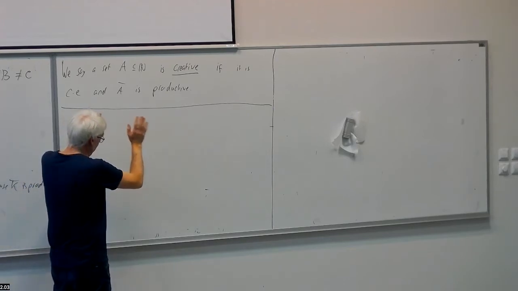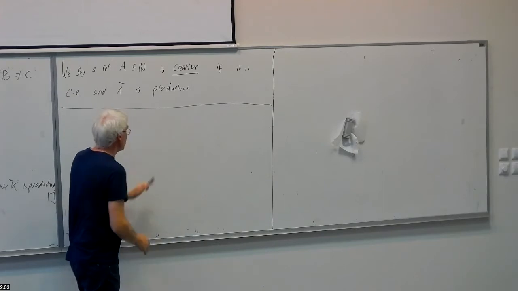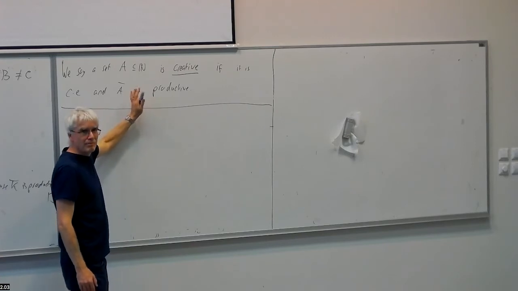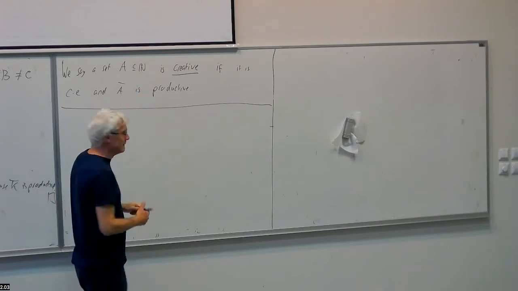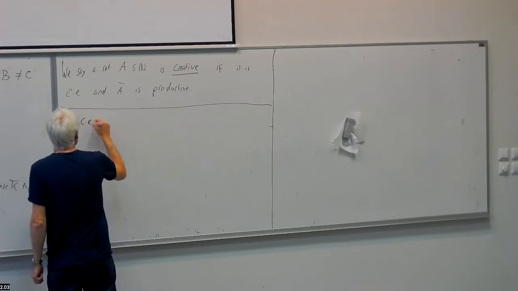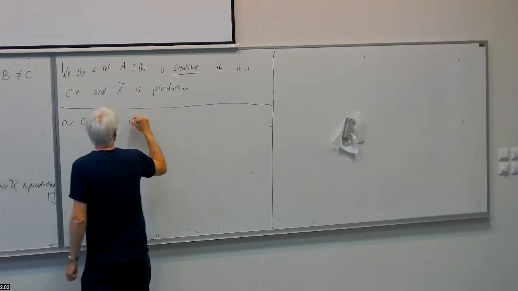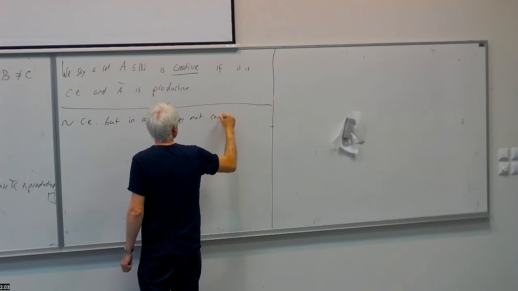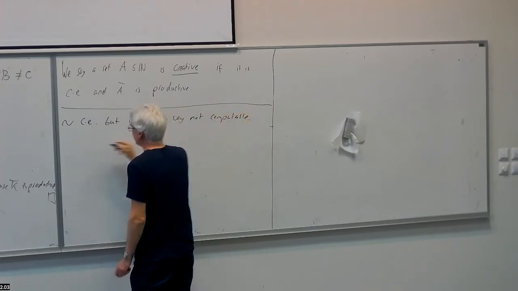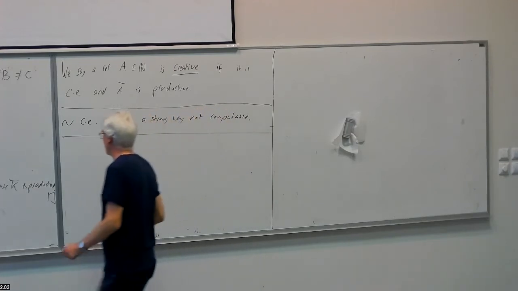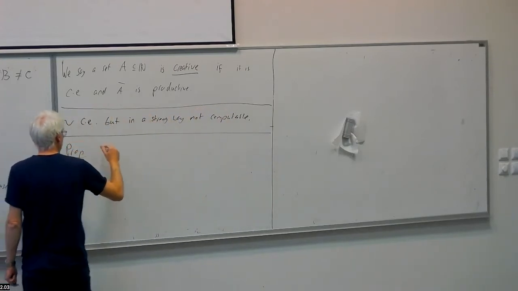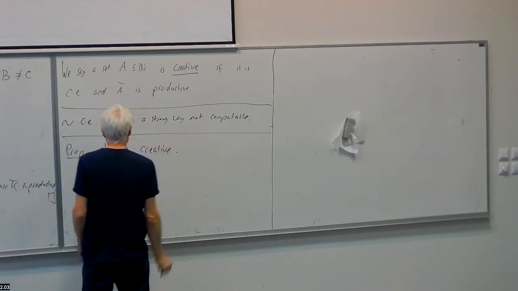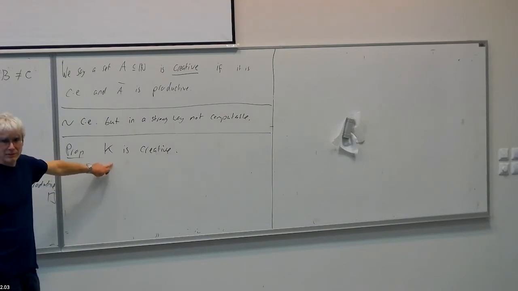So basically, creative is kind of computably enumerable, but not computable in a strong way. And just an observation, a proposition: the halting set K is creative. We've seen that it's computably enumerable, and we've seen that its complement is productive.